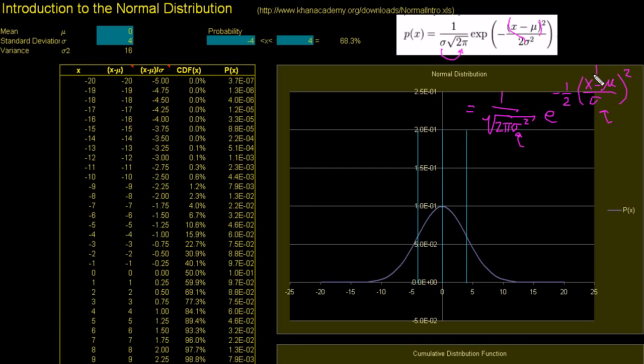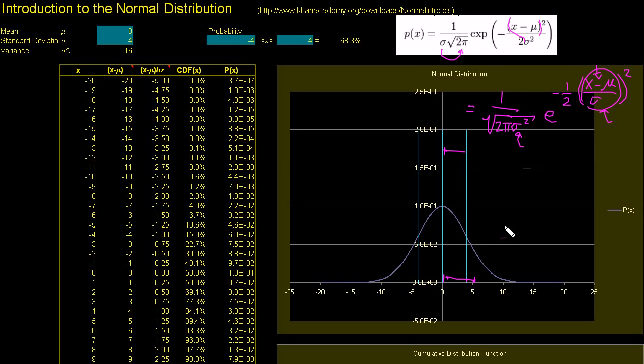X minus mu is the distance between whatever point we want to find, let's say we're here, and the mean, so that's here. So that's this distance. And then this is the standard deviation, which is this distance. So this in here tells me how many standard deviations I am away from the mean, and that's actually called the z-score I talked about in the other video. And then we square that, and then we take this to the minus 1/2.